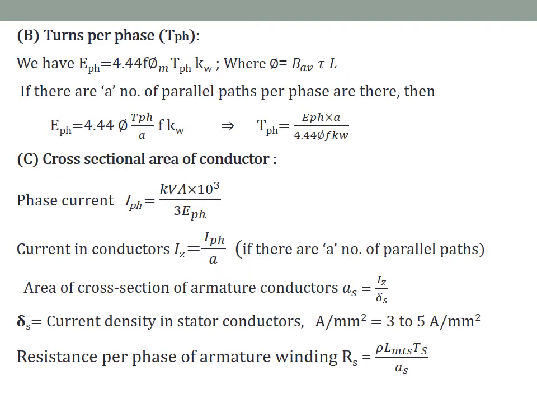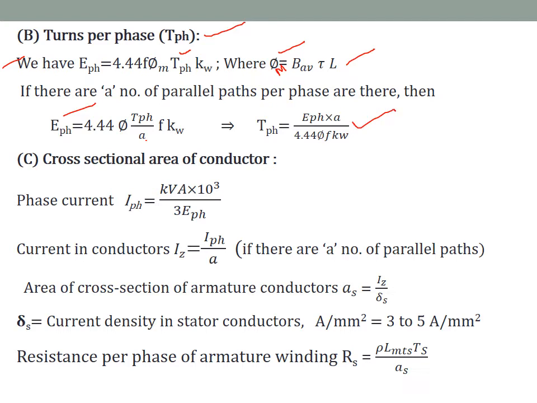Now how to find out turns per phase? This is the basic equation: Eph is equal to this. This is the turns per phase. Here phi is nothing but phi m, this one. Phi m is nothing but B average into tau L. If there are a number of parallel paths, then Eph is equal to this equation, Tph by a into f Kw. So Tph is found out using this equation.